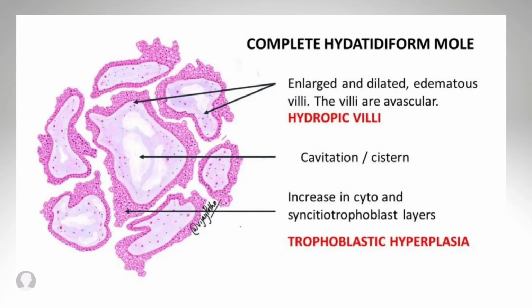As you can see in this image, there are enlarged and dilated edematous villi which are avascular. There is cavitation in the center, which is also known as cistern, and there is increase in cyto and syncytial trophoblastic layers or trophoblastic hyperplasia, which is usually circumferential in complete hydatidiform mole.